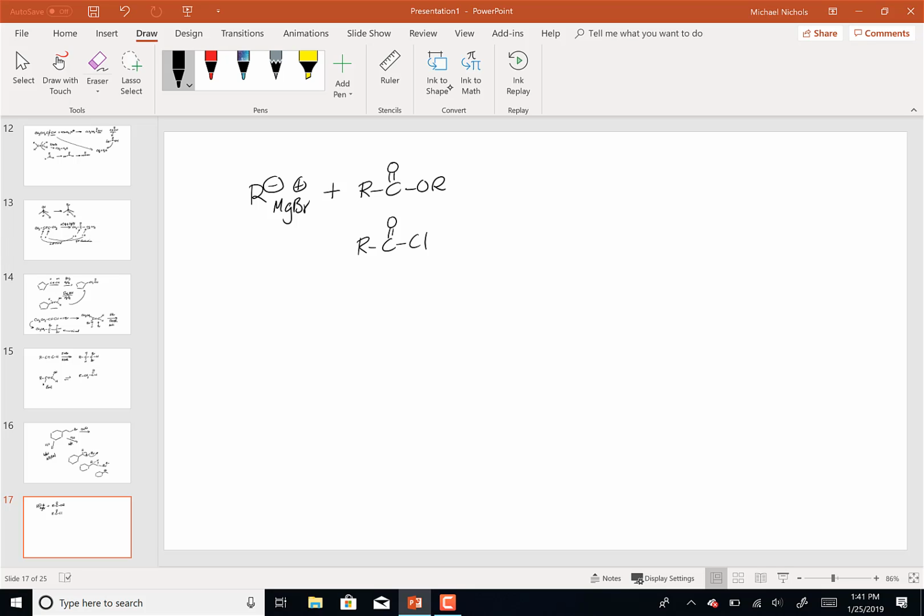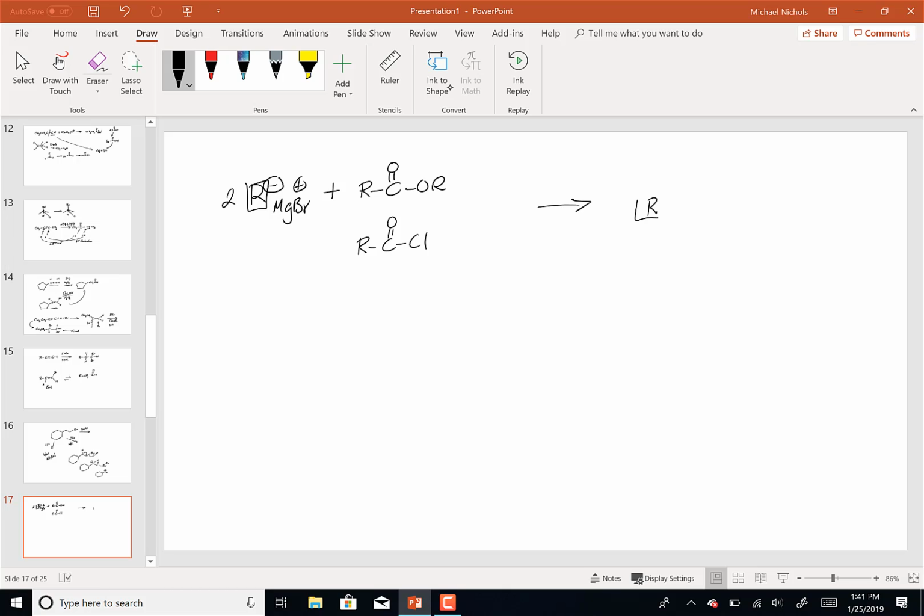Did you pick that up from the video, book, whatever you looked at ahead of time? You need two equivalents of the Grignard. So the final product that I'm going to make has what? If this is, let's call this R in a box, there are going to be three groups attached to a carbon, two of them are going to come from the Grignard.